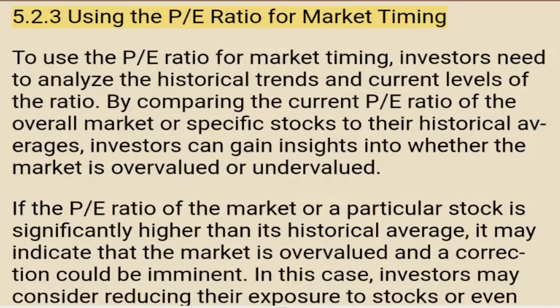5.2.3 Using the P/E ratio for market timing. To use the P/E ratio for market timing, investors need to analyze the historical trends and current levels of the ratio. By comparing the current P/E ratio of the overall market or specific stocks to their historical averages, investors can gain insights into whether the market is overvalued or undervalued. If the P/E ratio of the market or a particular stock is significantly higher than its historical average, it may indicate that the market is overvalued and a correction could be imminent.